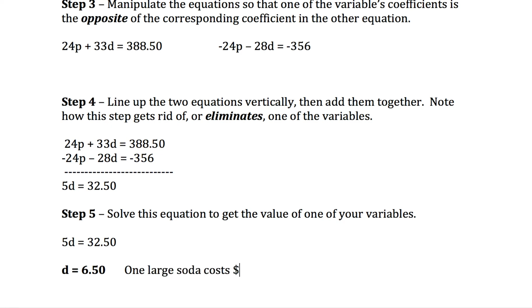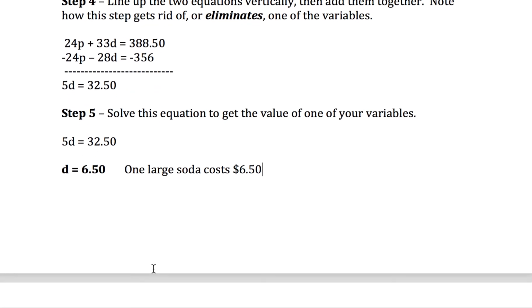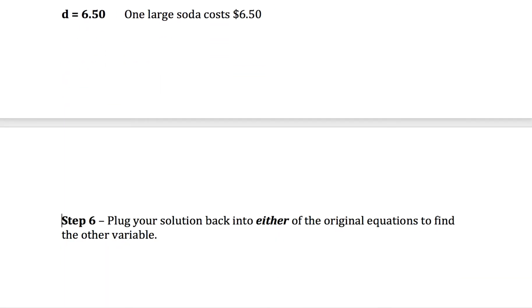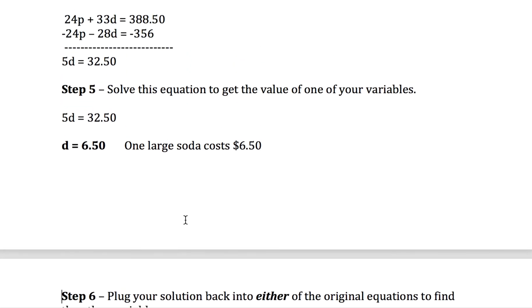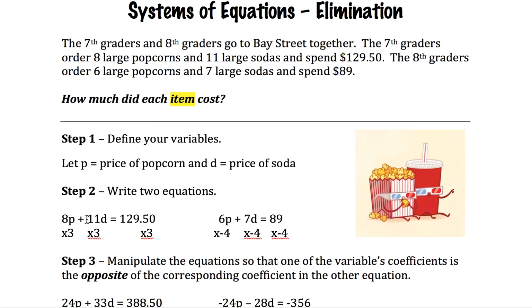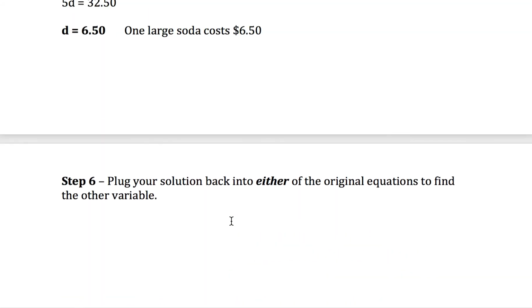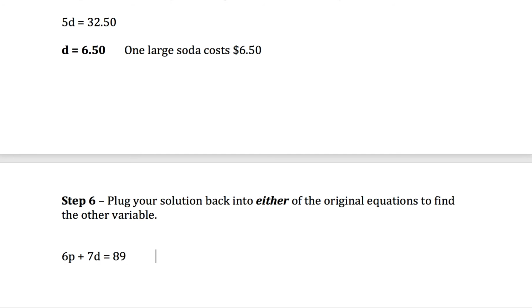We're halfway there. What we can do now is plug this solution back into either of the original equations to find the other variable. So let's go back to the top, and we can take either of these original equations, whichever one we think is going to be easier, and plug in what we just solved. So I'm going to take this second one since there's no decimal, copy it back down here, and we know that soda is $6.50. So if the 8th graders spent $89 on 6 popcorns and 7 sodas, and soda costs $6.50, we can plug that in.